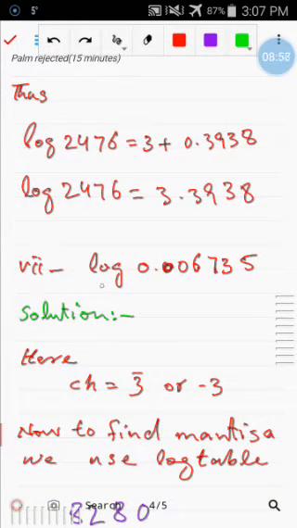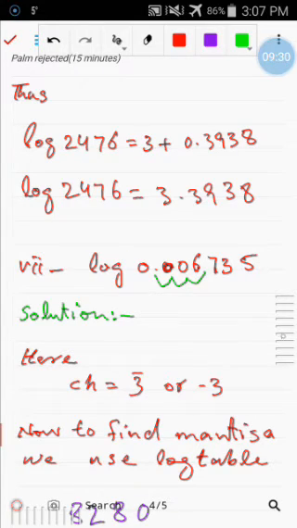Next question, log of 0.006735. First we find the characteristic of this number, which is equal to 0, 1, 2. We move the decimal point 1, 2, 3 places, and we move it to the right side. So the characteristic of this number is equal to -3 or 3 bar.